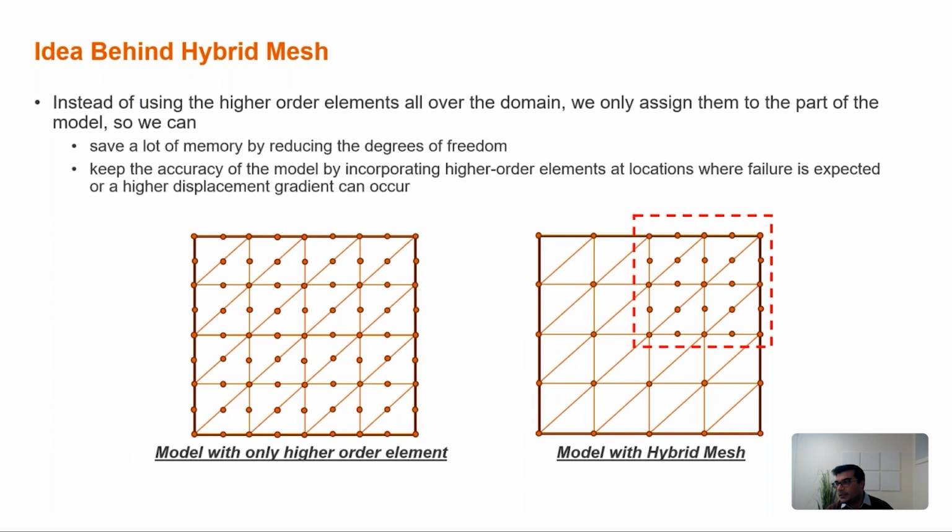Here you can see what's happening in the mesh. Currently, if you assign higher order elements everywhere, all the elements would be higher order. But now we are asking you to define a region where you would like to have a higher order zone. So we keep them as 6-noded in 2D or 10-noded in 3D, and the rest of the elements would be linear. So this is what is happening for hybrid mesh.